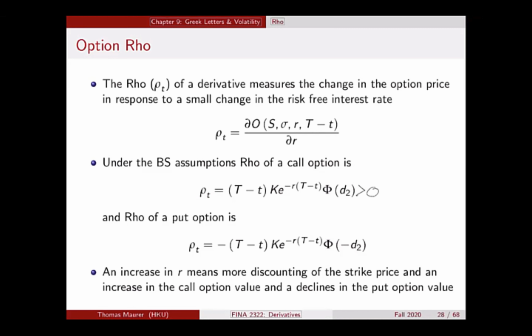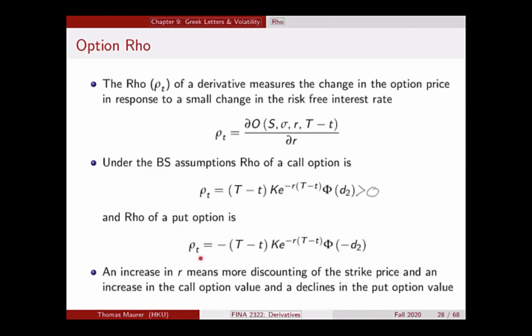Well, if the interest rate increases a little bit, because for the call option I only pay the strike price at maturity, and looking at the present value of paying that strike price, if the interest rate increases, that means I effectively have to pay less in terms of present value of that strike price. And therefore, an increase in the interest rate is going to increase my call option value.